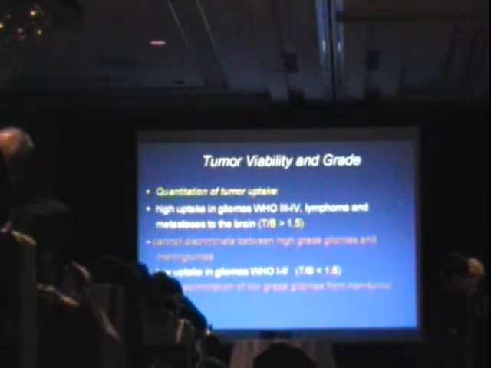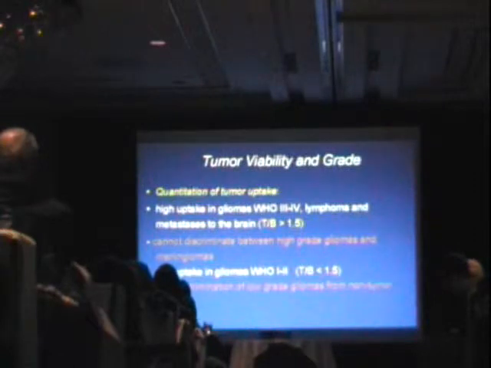There are different ways to quantify the tumor on grade and viability. There's a Brigham method that was established quite a few years ago by Dr. Holman and his associates. And then there's a UCLA method. This is the UCLA method, where you look at the ratio of uptake of thallium versus the contralateral part of the brain. If it's greater than 1.5, it's probably a malignant tumor. If it's less than 1.5, it could be a low-grade tumor, or it could be benign.